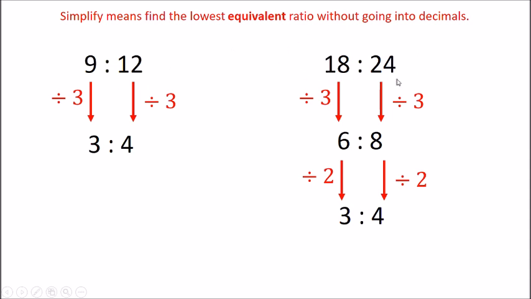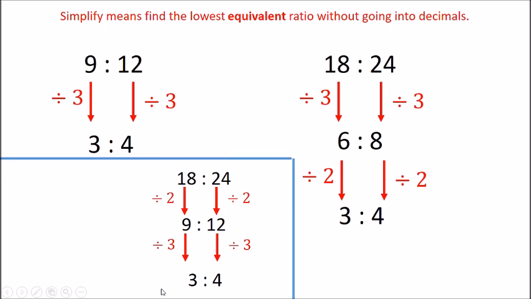Okay, so there's another way you could have done this 18 to 24 one, and I've just written that working there. So one way you could have done it, you could have just halved both sides and then divided both sides by 3.